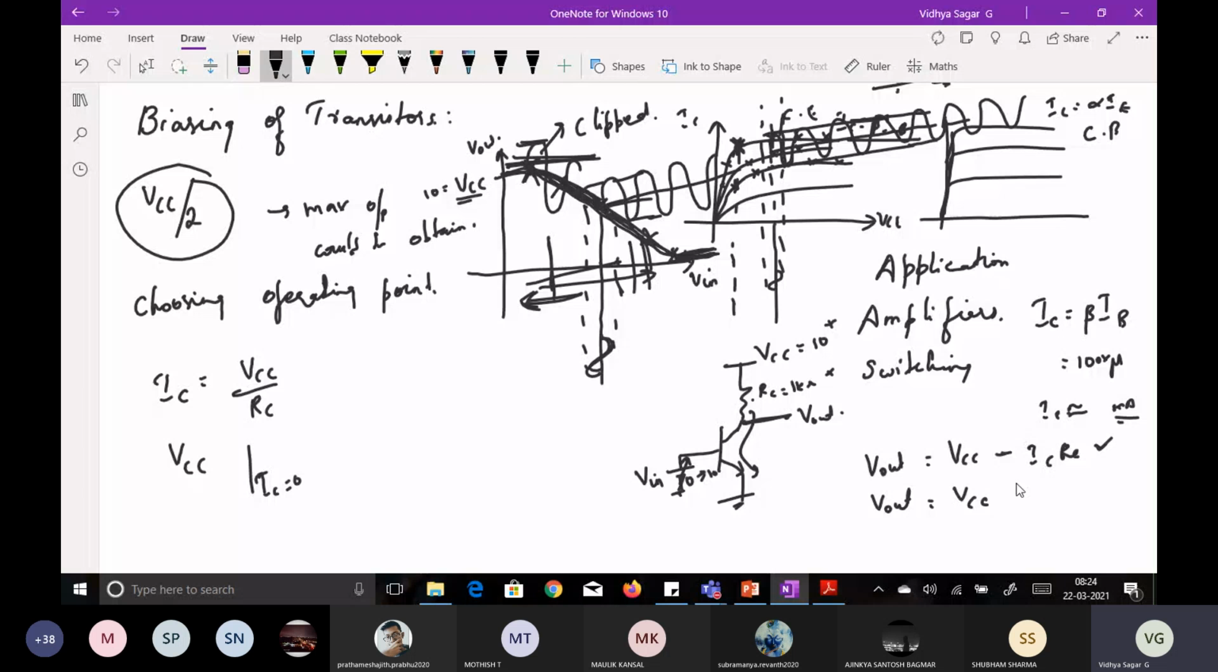Then when IC is equal to 0, the maximum voltage in the circuit will be VCC. Clear? So now, I'll fix your maximum current and maximum voltage and then connect these two lines. Wherever it intersects your characteristics, I'm going to fix all those as operating points.